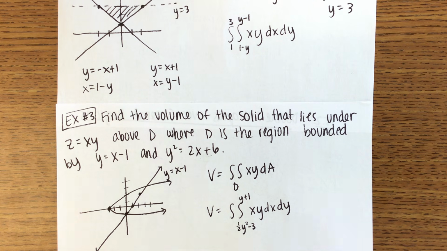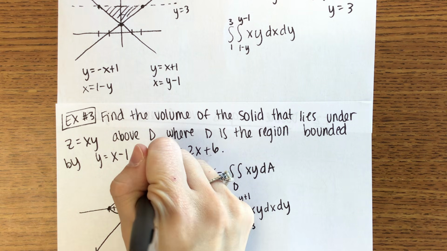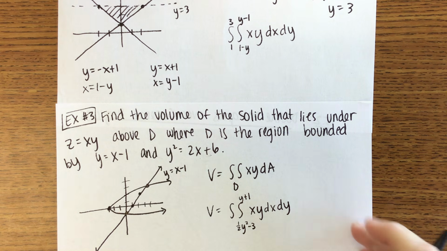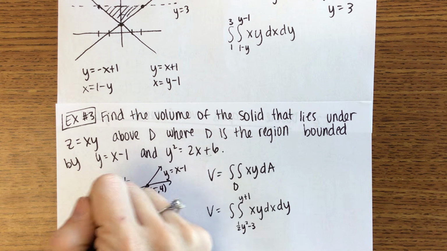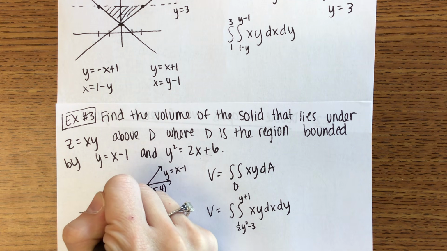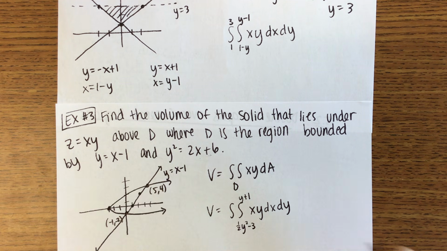Okay, then we need to know the lower bound for y and the upper bound for y. It sounded like you figured out we needed to find these two intersection points. Did we do that? Okay, this top one is the point (5, 4), and the bottom one is the point (-1, -2). Did we all get that? Do we want to talk about how to find those?